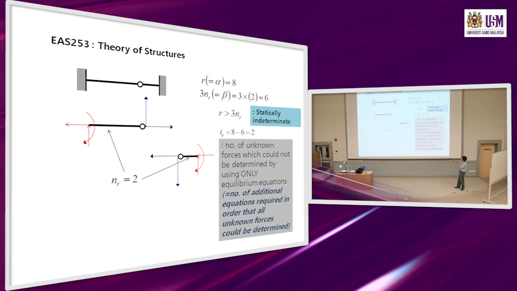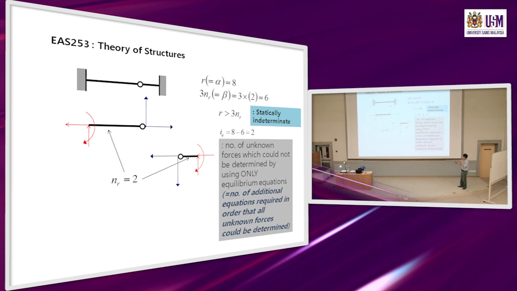So number of unknown forces, which is alpha, 1, 2, 3, because you cut here, extra 2 appear, this is a pin joint, so 1, 2, 3, 4, 5, 6, 7, 8, so R become 8. So you compare R and 3NR, or compare alpha and beta, this is greater than this, so statically indeterminate. And the degree of statical indeterminacy, which is 8 minus 6, become 2.